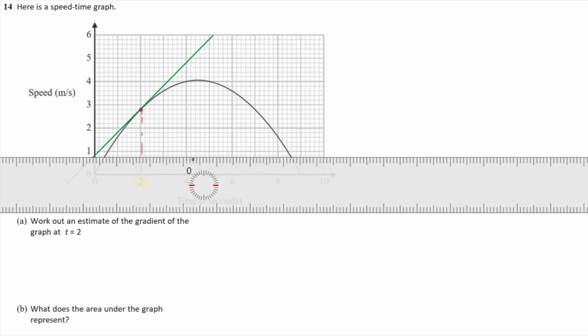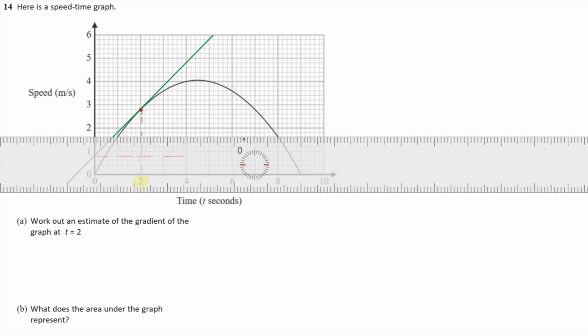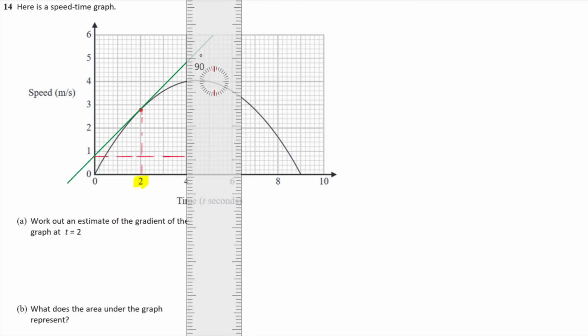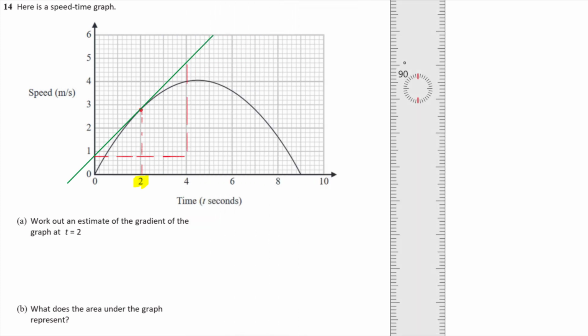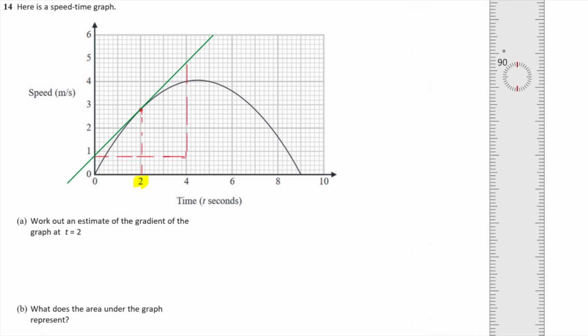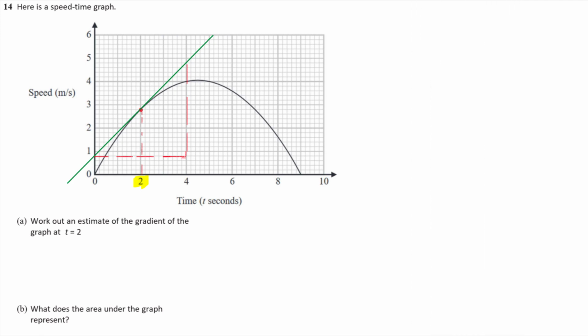Let's make a little triangle here then. If I go along from there until I get to 4, and then change direction and go up, then if I can find the change in y and divide it by the change in x, I'll get the gradient of this tangent, and we can assume that's the same as the gradient of the curve at that point.